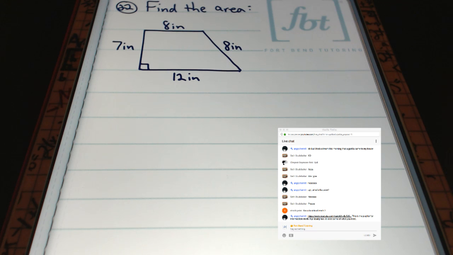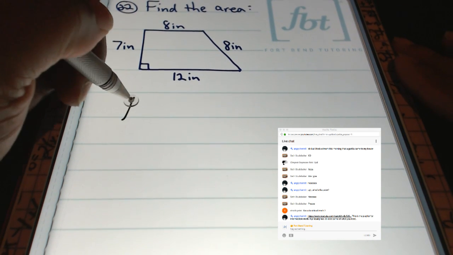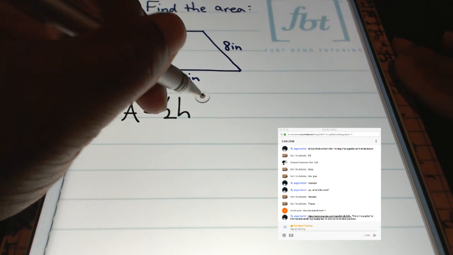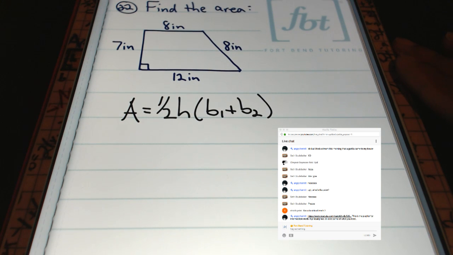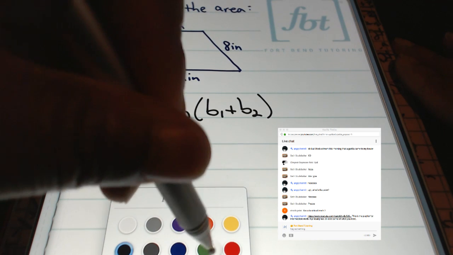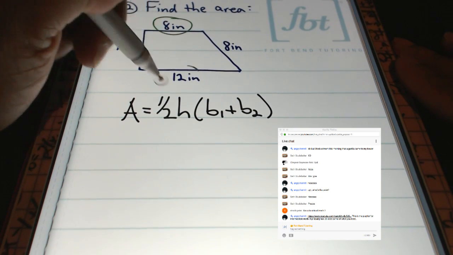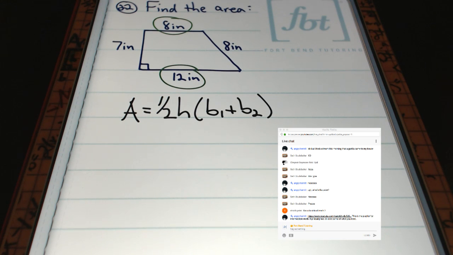But you guys should recognize in problem number 22, this shape that we're dealing with, this quadrilateral that they have before us, is a trapezoid. And they want us to find the area of this trapezoid. The formula for the area of a trapezoid, guys, is area equals 1/2 the height times the sum of the bases. When we're referring to the bases, we're talking about the parallel side lengths. In this case, let me go ahead and circle those parallel side lengths. The 8 inches and the 12 inches are the base 1 and base 2 that we're referring to.